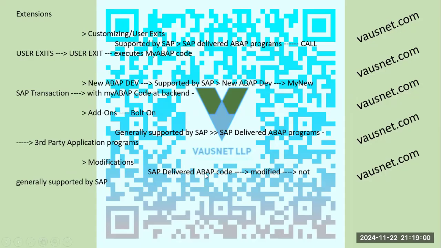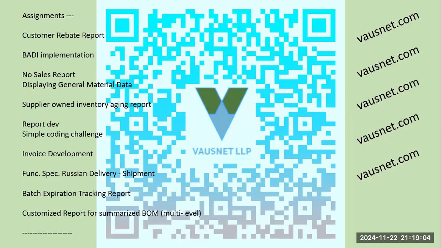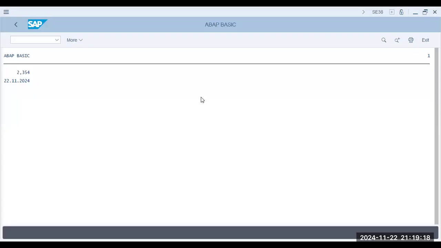So SAP basically gives you quite a lot of room for development. And we will be actually creating a customer rebate report, invoice development, sales report, supplier owned inventory aging, customized report for summarized BOM, and so on. Okay. I hope this was clear to you.